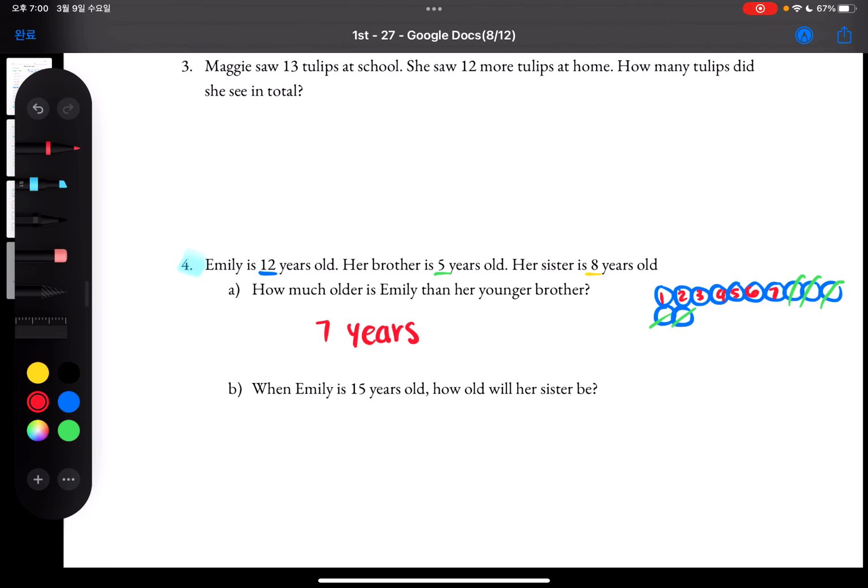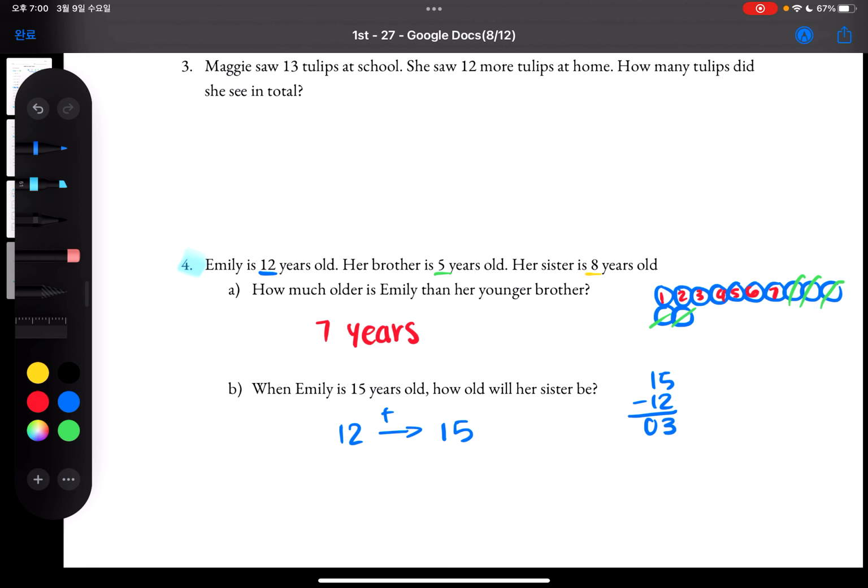And the second section of this question asks, when Emily is 15 years old, how old will her sister be? This might look hard, but since Emily is 12 years old and you have to get to 15, you have to think about how much greater 15 is than 12. So you have to do 15 minus 12. 5 minus 2 is equal to 3. 1 minus 1 is 0, so it is plus 3.